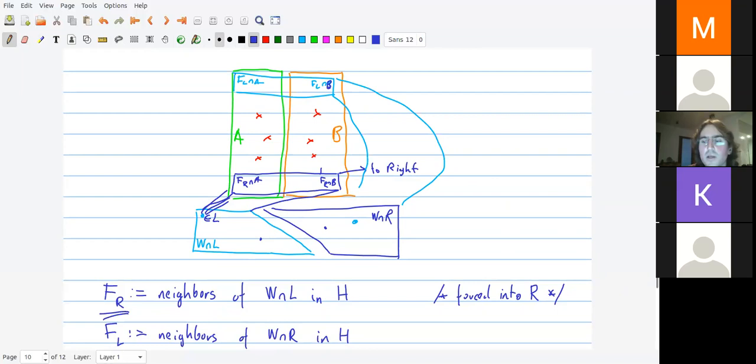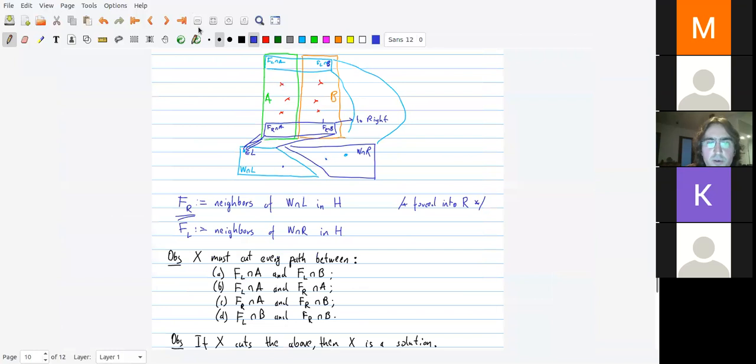So now comes the main observation: if I have a solution X, then X should cut all the paths that go between the following pairs of those four sets, between this set and this set. So all the paths going from here to here, from here to here, and all the paths going from here to here. Why so? Imagine that X did not cut some path from here to here. For instance, there is a path like that. This means that this vertex should go to L. This vertex therefore should go to R.